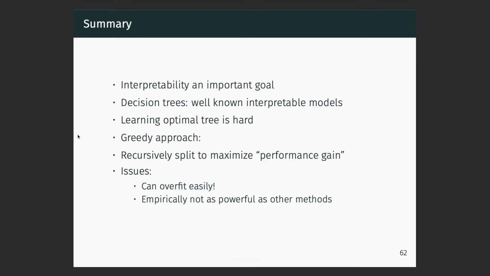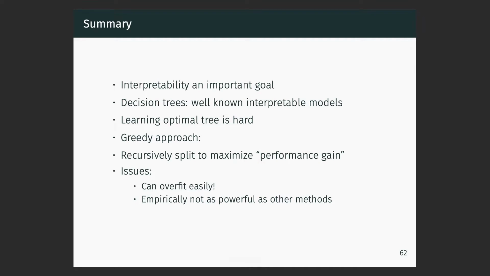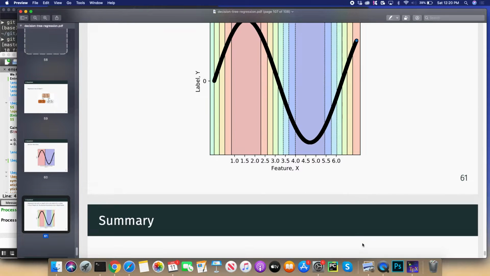But one of the problems is that they can overfit easily. We haven't yet discussed what is overfitting. And sometimes they can be empirically not as powerful as other methods. Specifically for things like this, you could have perfectly well fitted a polynomial function or a sinusoid and figured out the parameters. Let's now start the other discussion.